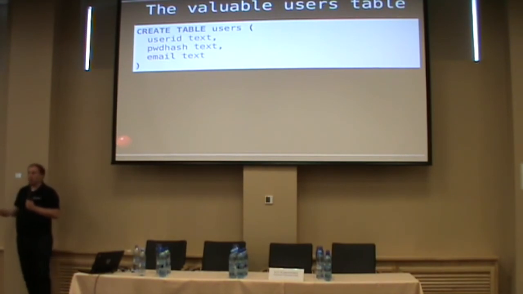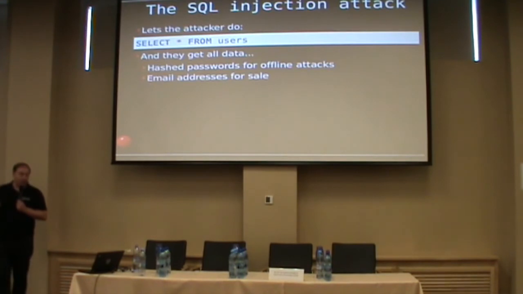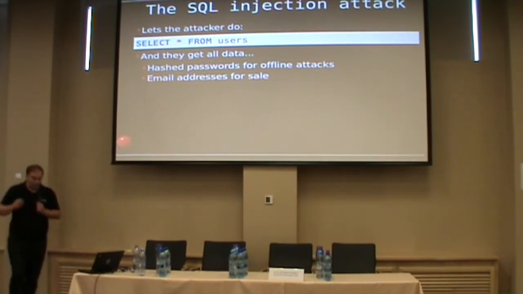But then when someone hacks our database and gives us a nice SQL injection attack, what they end up doing is something like select star from users, and they've got all your users, and all the password hashes, and all the emails. So they get the hashed passwords, which they can do an offline attack on, and they get all the emails that they can sell on the black market, and they're all happy.